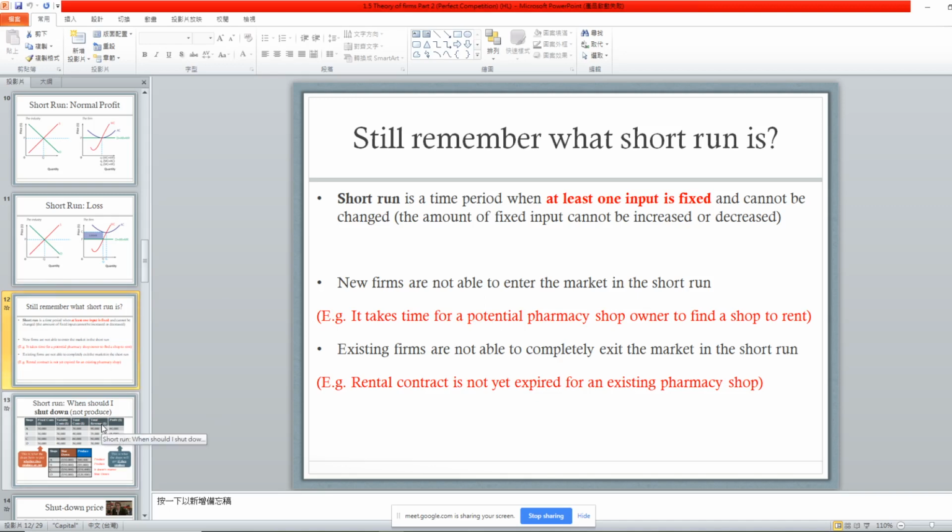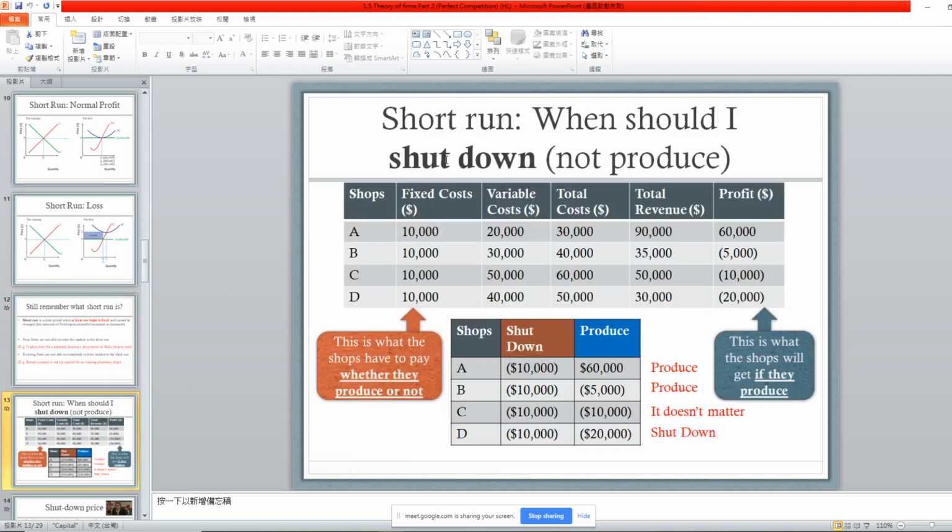Then we came to this part where we talk about the shutdown price. Because of the nature of the short run, we have to make a decision when we should not produce and when we should produce. And if you still remember, sometimes even when we are making a loss, we still produce because of what? Anyone who can answer the question? In the short run, sometimes we make a loss, but we still produce.